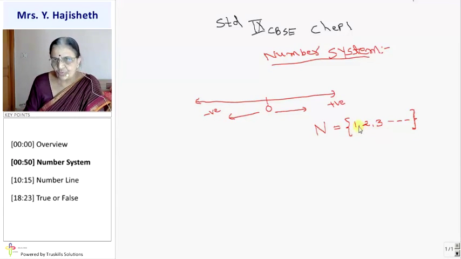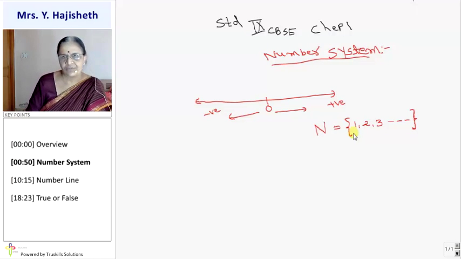Every natural number has a successor. What is 2? 2 is the successor of 1. 3 is the successor of 2. And every natural number is a successor of another natural number except 1. 1 is not a successor of any natural number, but 2, 3, 4 are the successors of their previous natural numbers. Clear? So N starts from 1. The smallest natural number is 1.